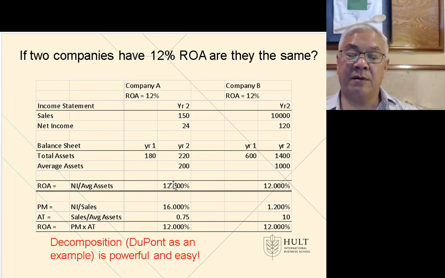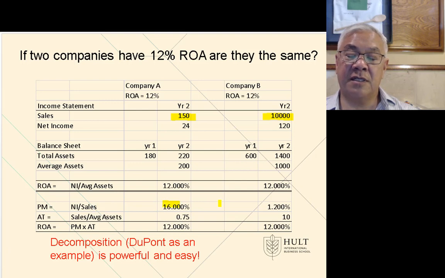And so this is the same, but we have sales now. This is the new information: company A got there by 150 in sales. Company B got there by $10,000 in sales. So what did that extra factor tell us?